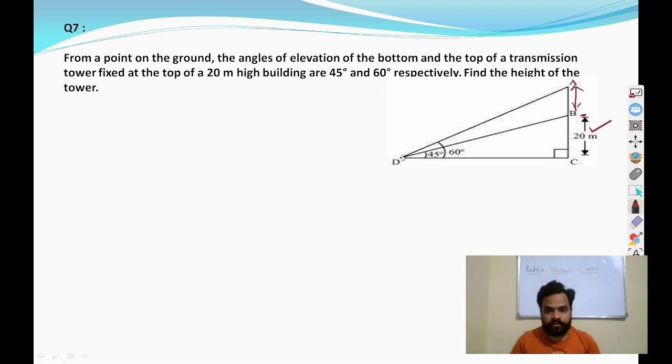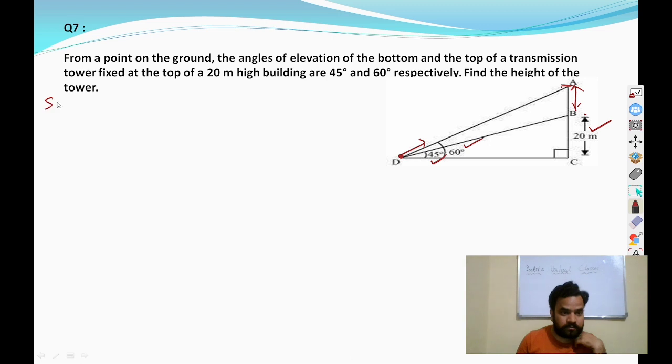From a point on the ground, we don't know where exactly it is. From this point, we are going to observe the tower, and two angles are given, to the top of the tower and the bottom of the tower. Top of the tower they have given is 60 degree, and the bottom of the tower is 45 degree. They are asking you to find the height of the tower. So in this figure, what we need to find is AB. We need to find AP, right?